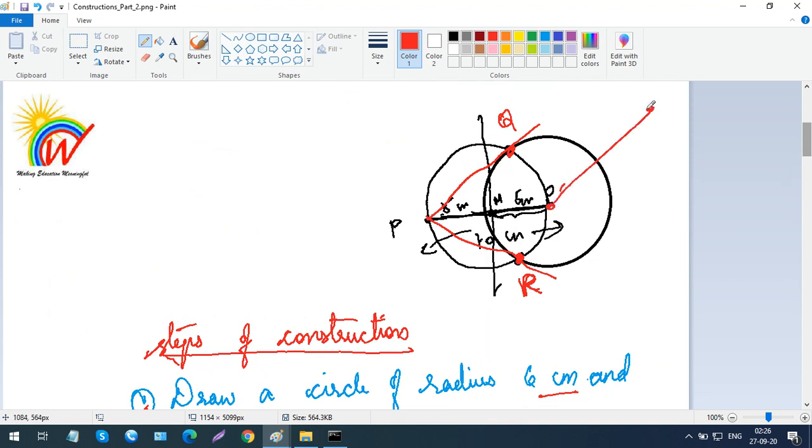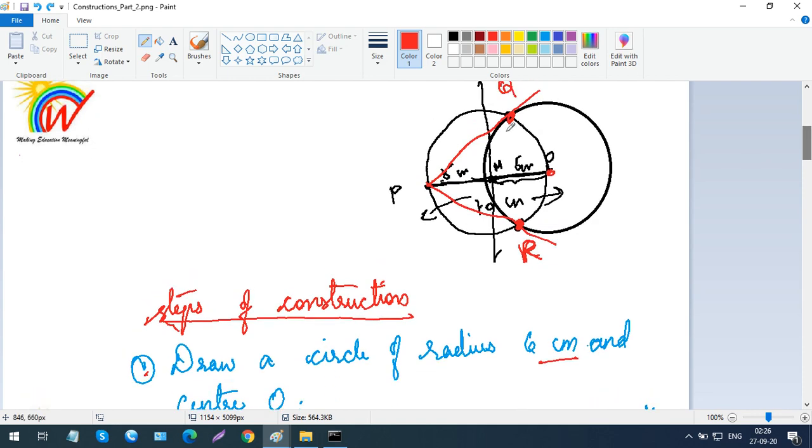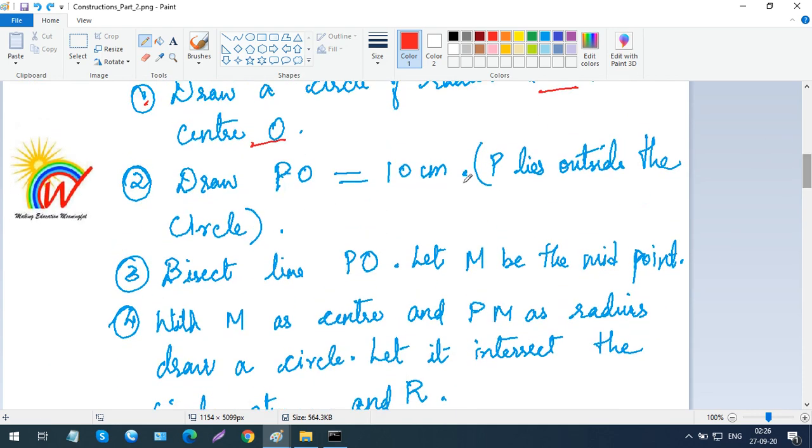I can mark the P over here also, and then I will end up drawing the tangents like this. Anyways, it doesn't matter where I am actually drawing the P. It's just supposed to be outside the circle, and it should have a distance of 10 centimeter from the center O. So now PO is equal to 10 centimeter. So P lies outside the circle.